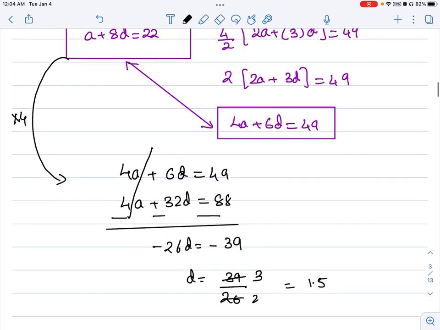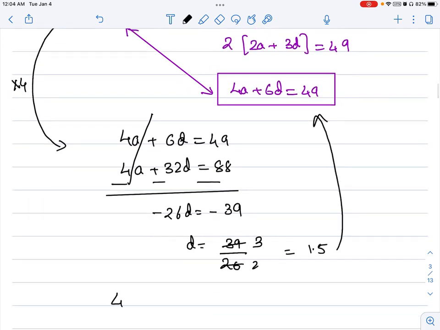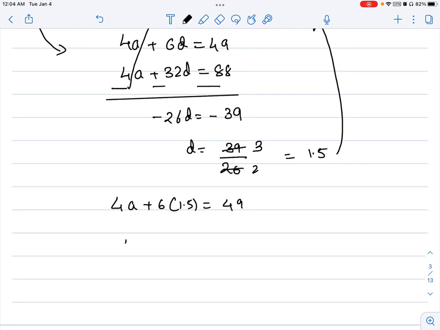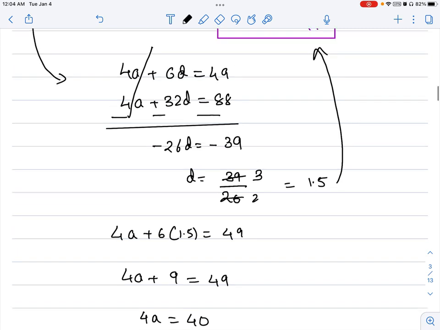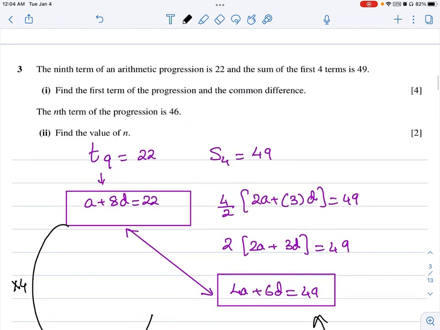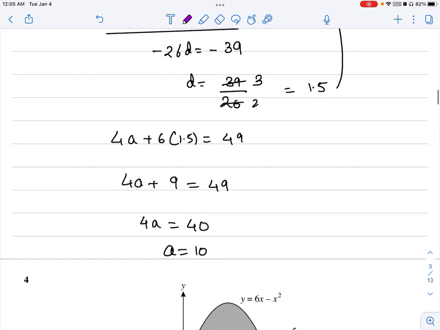Plug this d into any one of the equations, the first or the second. 4a plus 6 times 1.5 is equal to 49. So 4a plus 6 times 1.5, which is 9, is equal to 49. 4a equals 40, so a equals 10. So I got the a value and the d value. What is being asked? Find the first term and the common difference. In the next part of the question, the nth term of the progression is 46. Find the value of n.